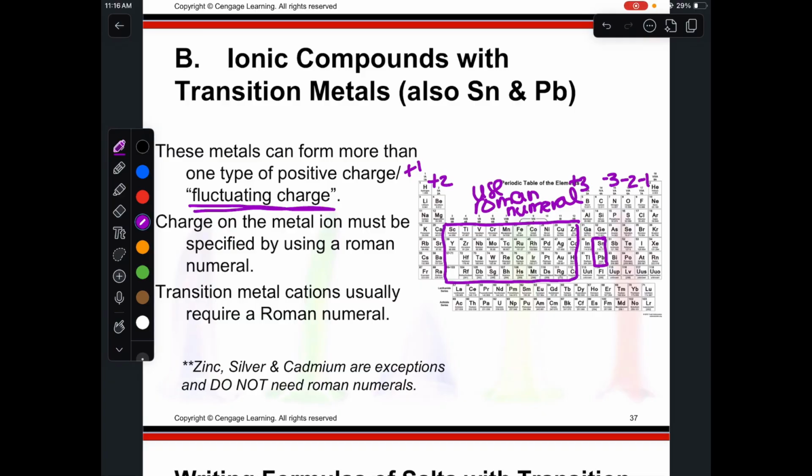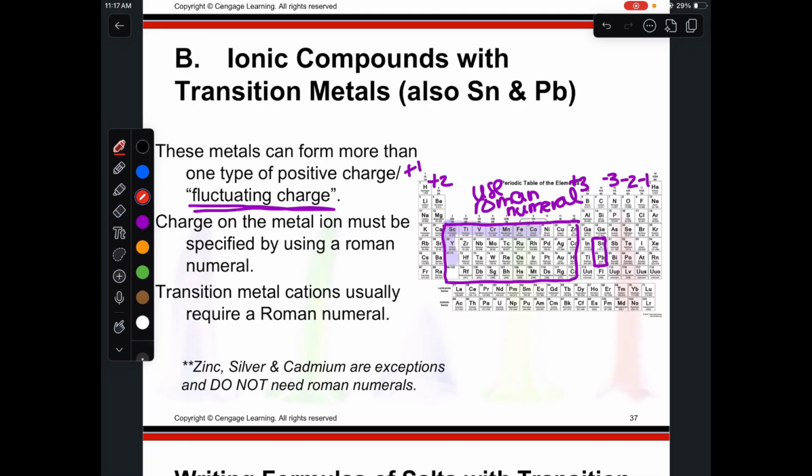Okay, so this 1, 2, 3, 2, 1 charges are called fixed. So group 1, 2, 15, 16, 17 never change. Okay, sodium is always +1, but anything in this center section actually does change. Okay, so there, I'm going to just color that in.